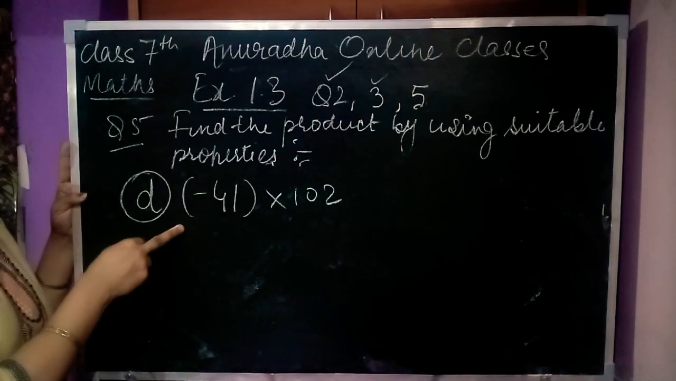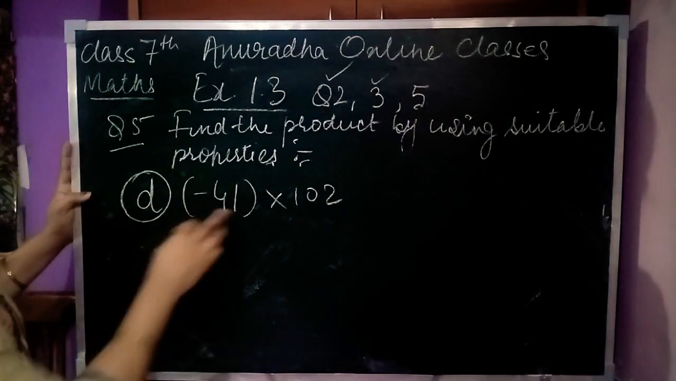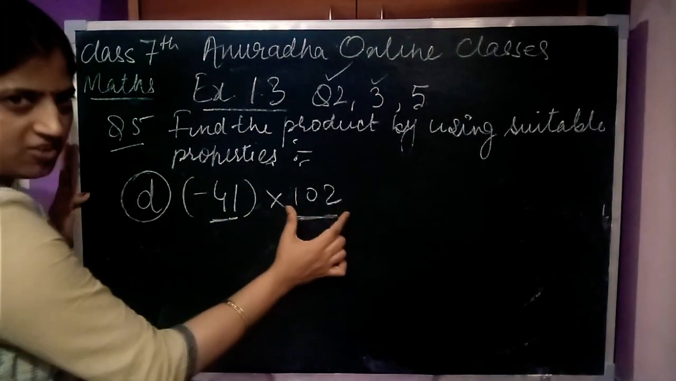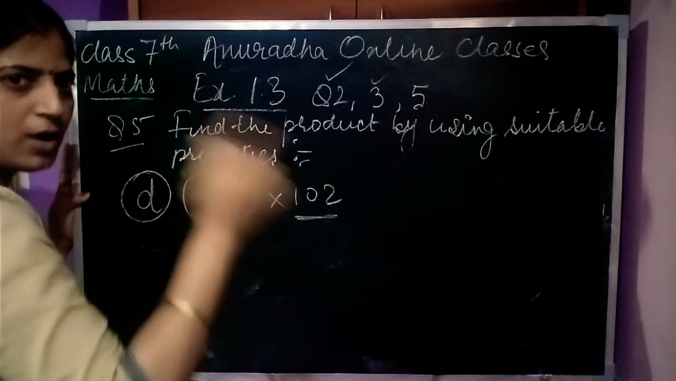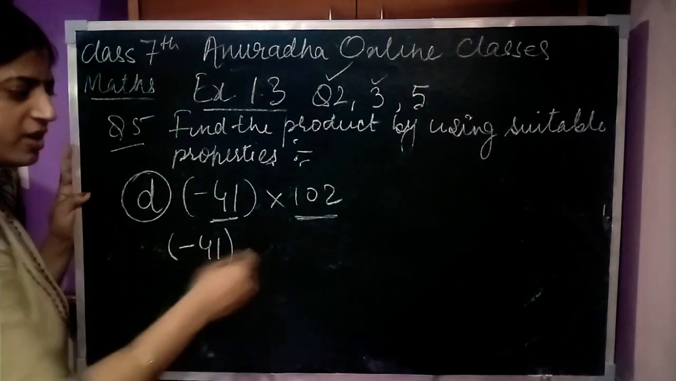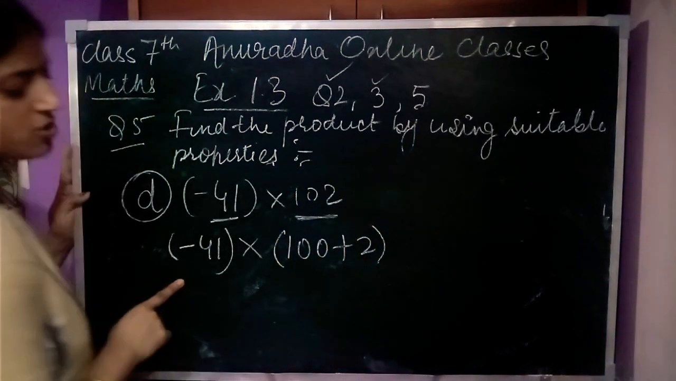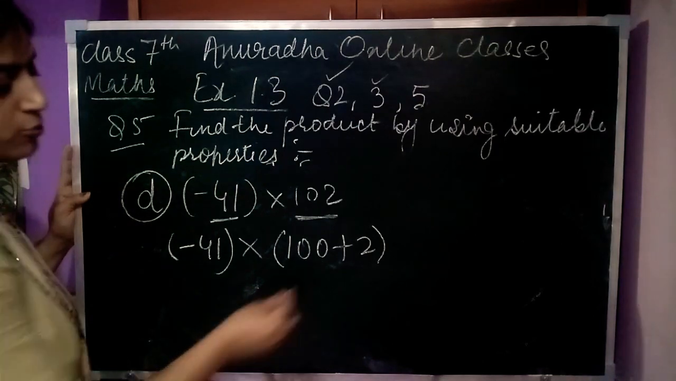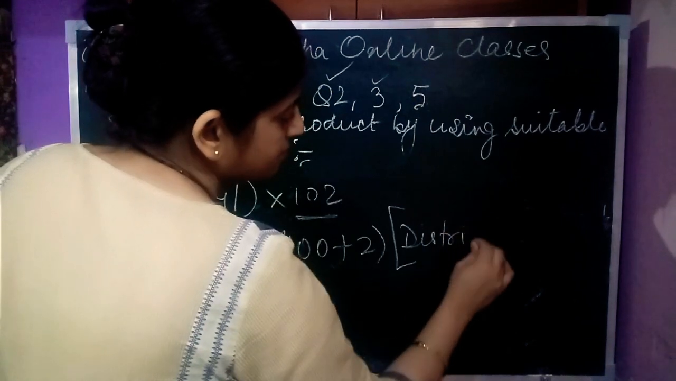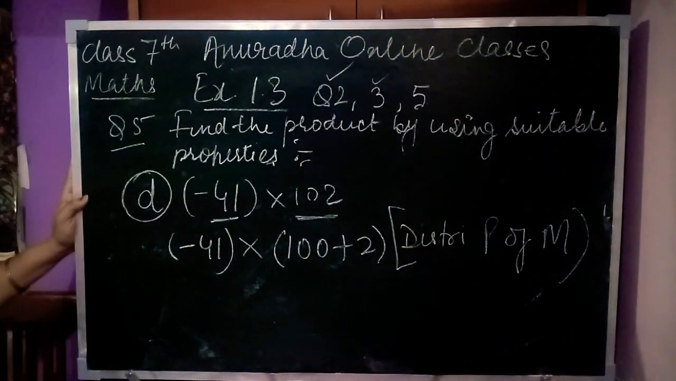Now come to D part, that is a little bit different. Now see which property we have to use here. It is 41 and this is 102. We can divide this 102 into 100 plus 2. So it is minus 41, keep it like this only. Now into, just divide it. It is 100 plus 2. We can write it like this. So which property have we used here? We have used the distributive property of multiplication.